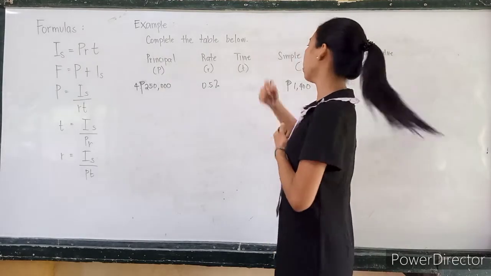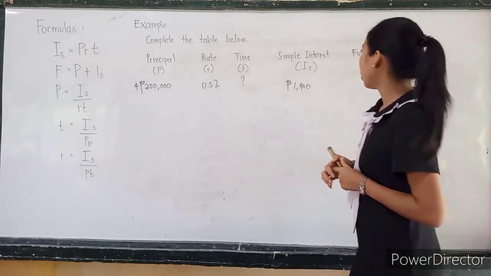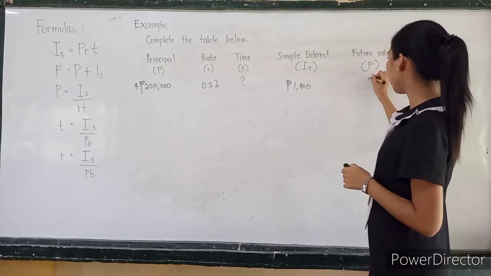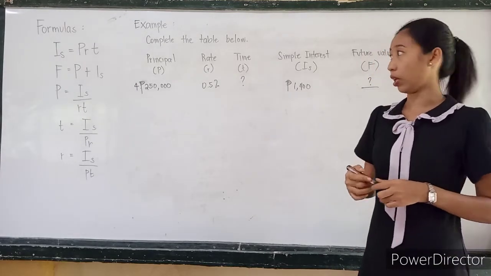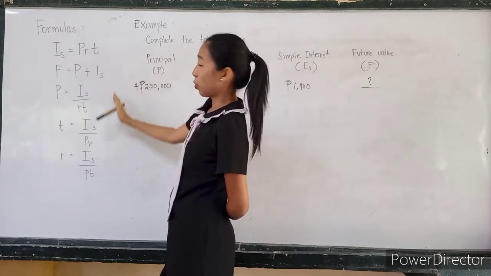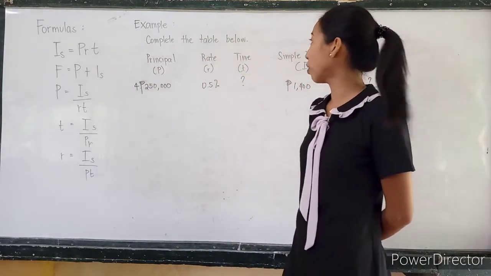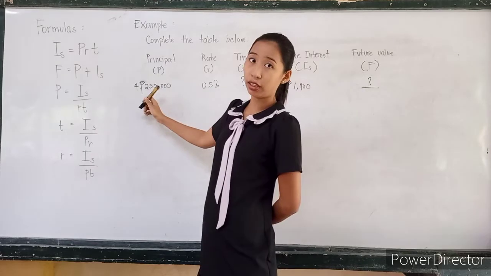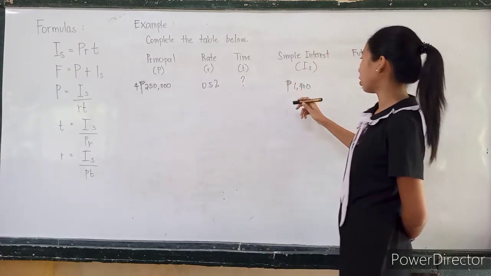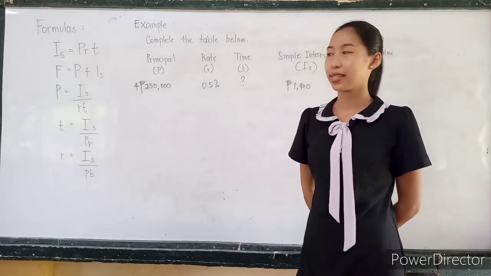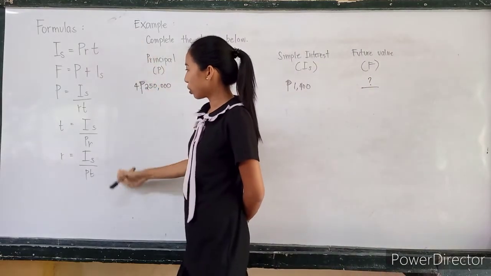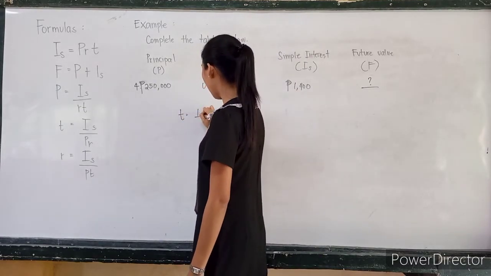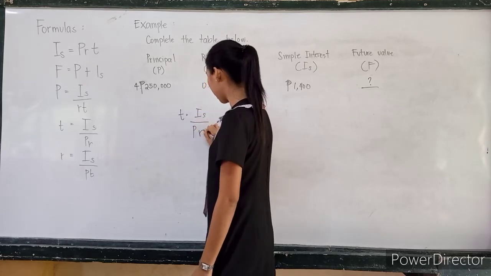We are looking for time, so that is a question mark. And we have our simple interest, which is 1,400 pesos. Our future value is asked in the problem as well. So, we are going to choose which formula we are going to use. Which formula will we use to find time? We have the principal, the rate, and the simple interest, or IS. As we can see, we can use the fourth formula. So, we have T is equal to IS over P times R.